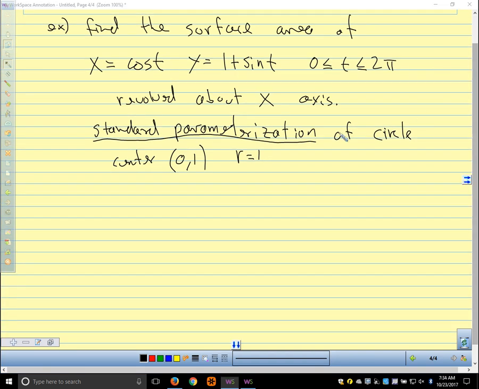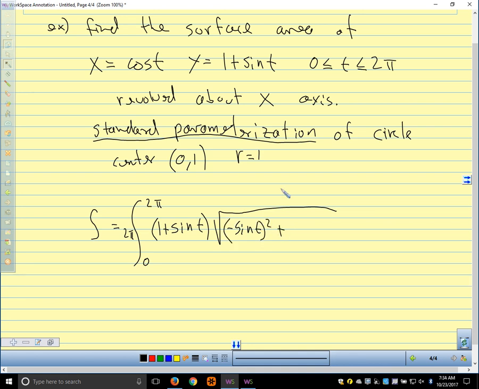All right, so about the x-axis, our radius of revolution is the y quantity. So our surface area is going to be the integral from 0 to 2 pi of 2 pi times y, 1 plus sine t, times the square root of dx/dt squared, negative sine t squared, plus dy/dt squared, cosine t squared, dt. That's pretty nice, right? That's just 1.